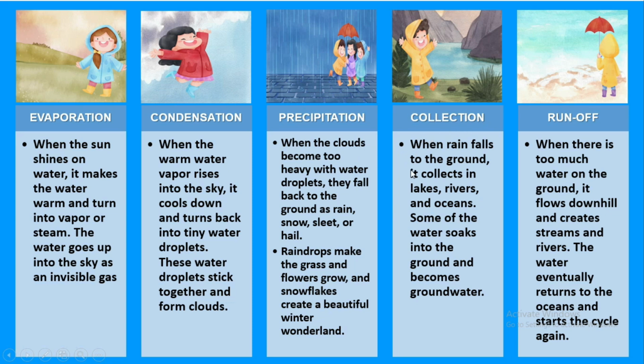Then, there is a collection of rainwater. Rain collects in lakes, rivers, and oceans when it falls to the ground. Some of the water soaks into the ground and becomes groundwater. The last one is runoff. When there is too much water on the ground, it flows downhill and creates streams and rivers. The water eventually returns to the oceans and starts the cycle again. Now, we will discuss the details of these stages of the water cycle.